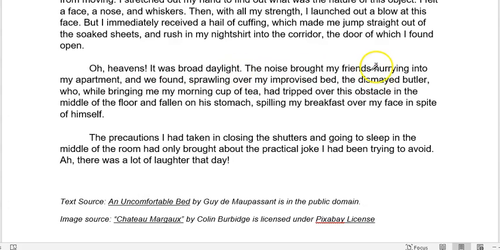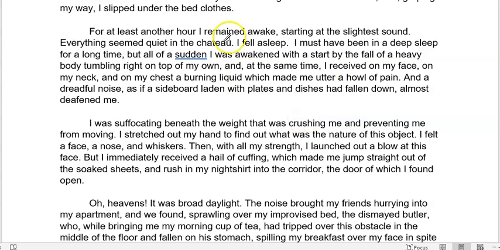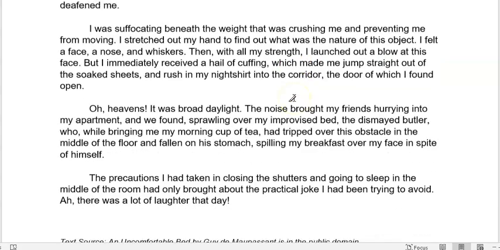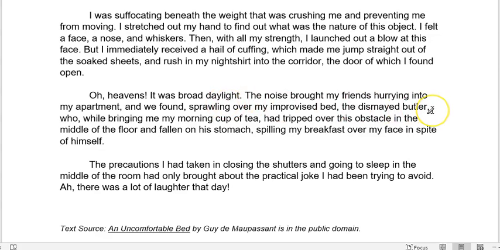So here his friends heard all of this clatter of the body tumbling and the howling of pain, the dreadful noise of the plates and dishes falling down. Okay, so they rushed in to see into his bedroom to see what exactly was going on. "And we found, sprawling over my impoverished bed," into his makeshift bed, "the dismayed butler." Oh no, it's the butler.